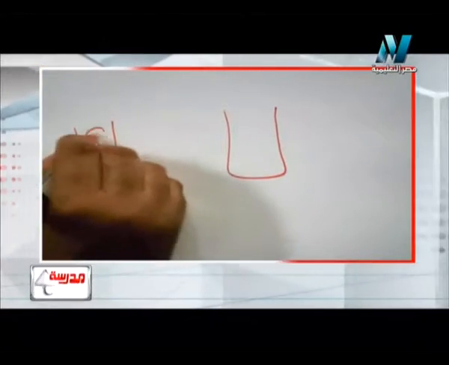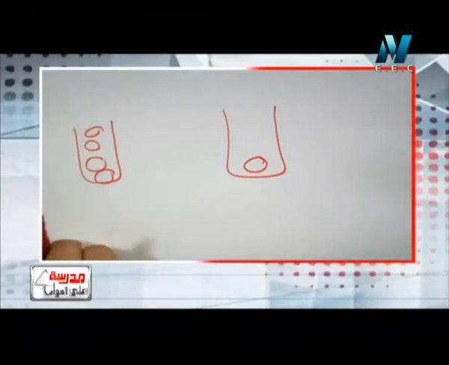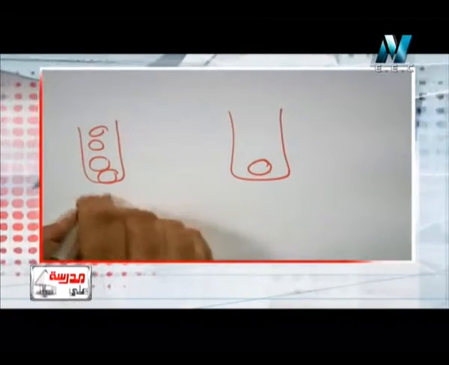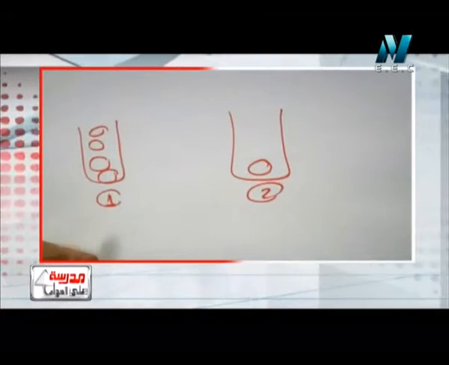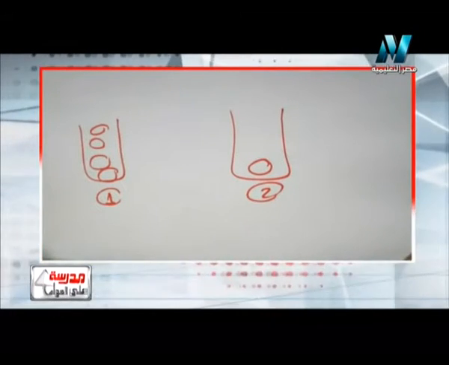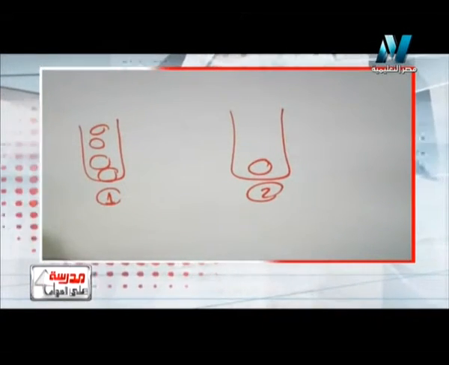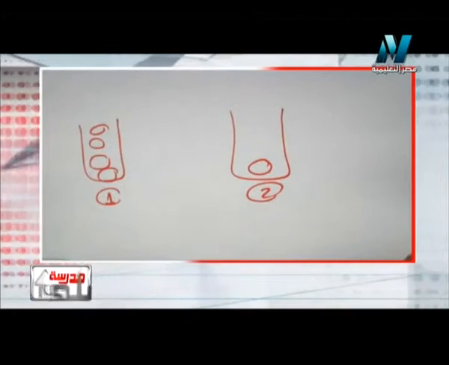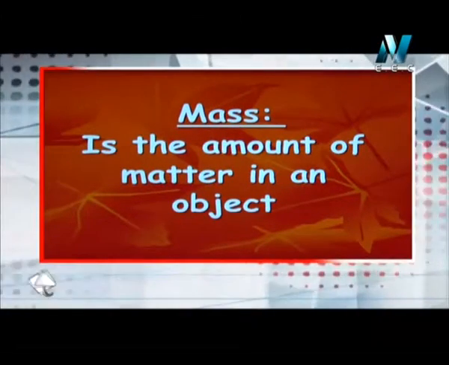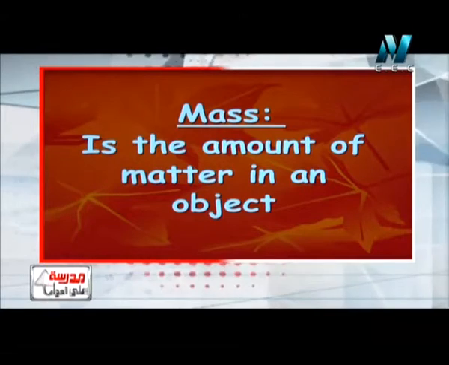Imagine that we have two bags like this. This bag contains 4 marbles. This bag contains only 1 marble. Which one has more mass? The one on the left, number 1, as you said. Why? Because it has more matter. So we can say mass is the amount of matter in the body. Again, it's a very important definition. Mass is the amount of matter in a body or in an object.